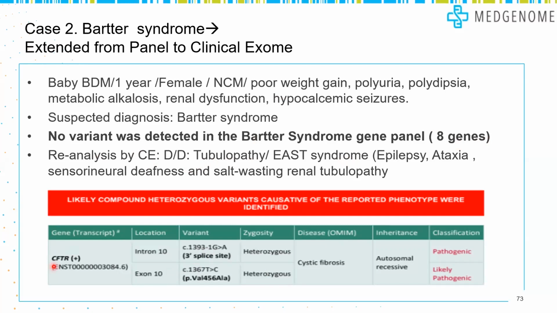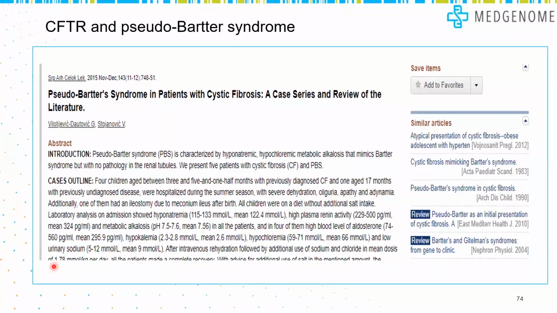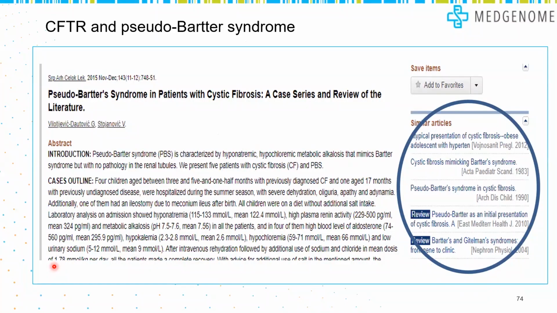And as clinicians, again, we are aware that cystic fibrosis does mimic Bartter syndrome. It is also known as pseudo-Bartter syndrome, and they may have a very similar clinical phenotype to Bartter syndrome. So it becomes important, based on your phenotype, to decide whether you want to send for just a single gene, a panel, or clinical exome. It's always better to ask whether your gene of interest or differential diagnosis would be covered in that smaller gene panel.